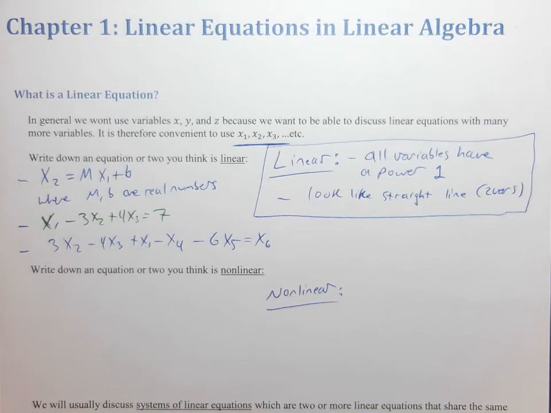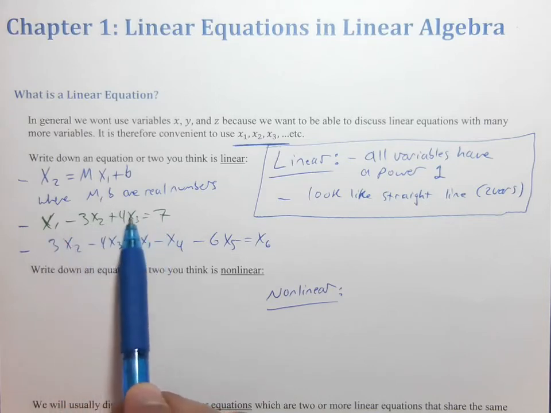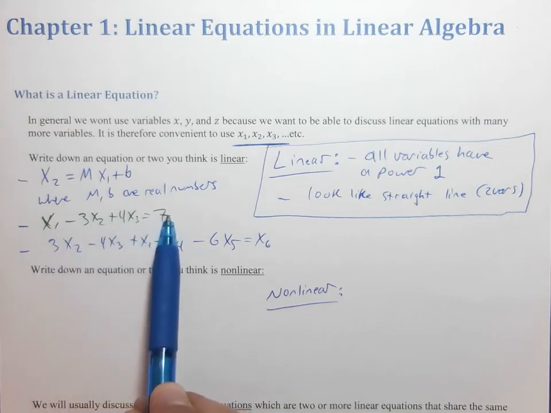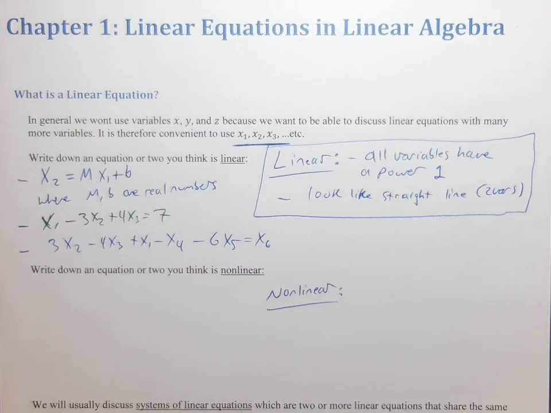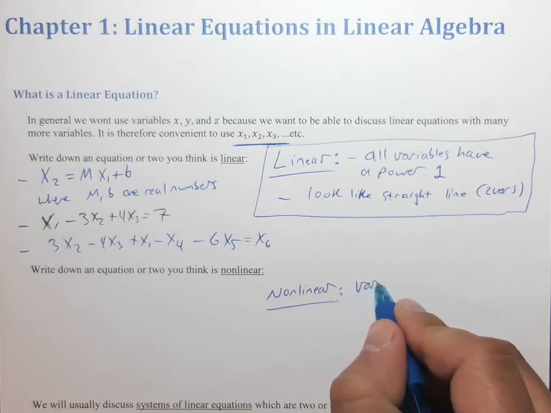But if we could draw it, like this one, for example, x1 minus 3x2 plus 4x3 equals 7, that is something we could actually draw because it has 3 dimensions. That would look like a piece of paper going through space. So the linear part just means the output is either in a straight line or on a plane. And with that in mind, hopefully you're thinking that nonlinear means that variables have a power other than 1.